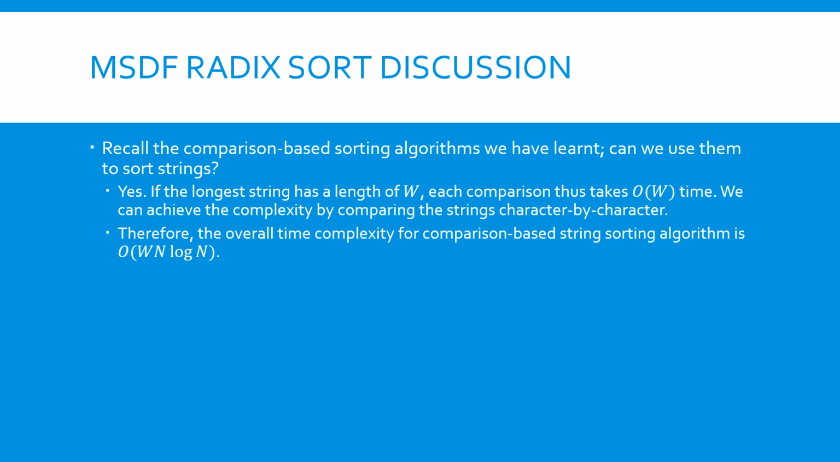Finally, I would like to discuss more about the use cases of MSDF Radix sort. While Radix sort is a non-comparison based sorting algorithm, we can always sort strings using comparison-based sorting. To do that, we simply compare two strings character by character to determine their relative orders. This process will take O(W) time, where W is the length of the two strings. Then, we can couple the process with the existing comparison-based sorting algorithms, such as quicksort, and obtain algorithms that run in O(WN log N) time.